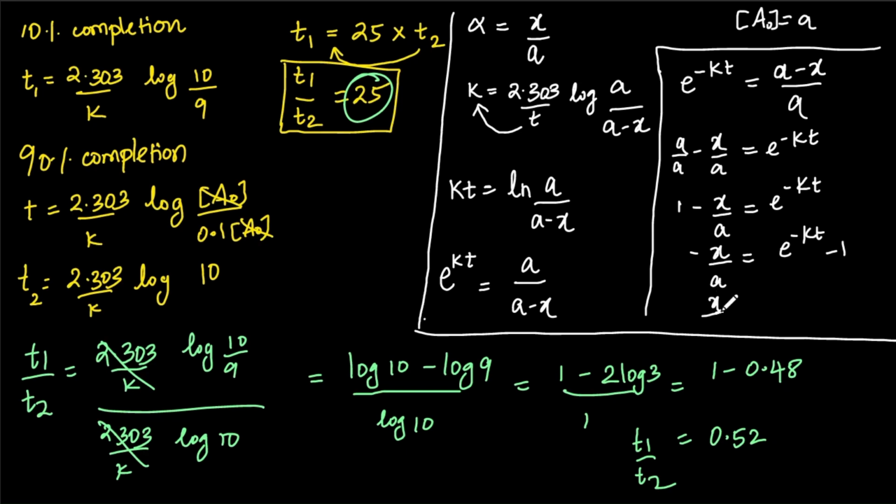So, what is X by A? X by A is equal to, you have to change the sign. So, minus 1 will become 1, and plus e power minus kt will become minus e power minus kt. So, what is this X by A? This X by A is nothing but degree of dissociation, alpha. So, we got the alpha value as 1 minus e power minus kt.